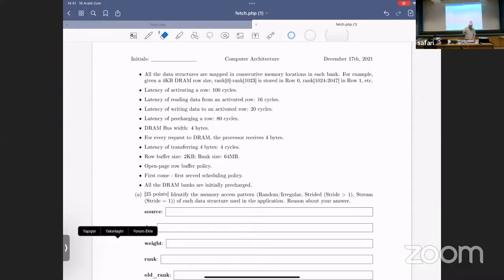The row buffer size is 2 kilobytes, with each bank size being 64 megabytes. The bank size here doesn't matter, it's extremely big, so that we don't have any issues with data that do not fit in the banks. We have an open page row buffer policy.